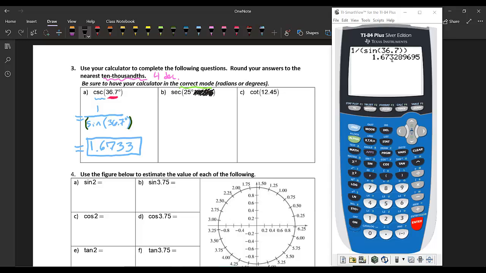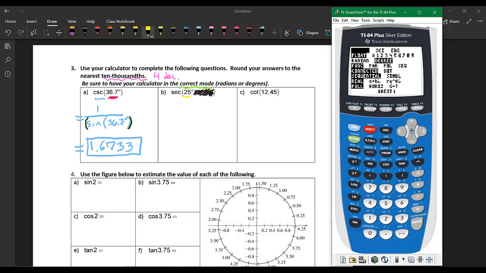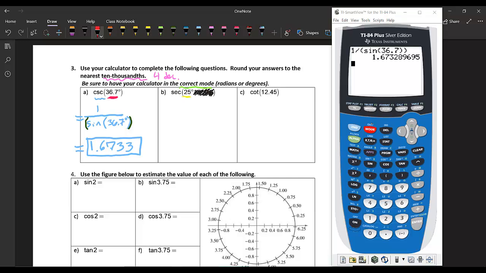Okay, same deal. First off, we notice my units. In this case, we are still in degrees. Your calculator doesn't change mode unless you clear out your RAM or you change it yourself, so it's still in degrees. And we don't have a secant button, so let's do the reciprocal function, which is 1 over cosine. So the secant of 25 degrees is the same thing as 1 over the cosine of 25 degrees. And again, that's something our calculator can do.